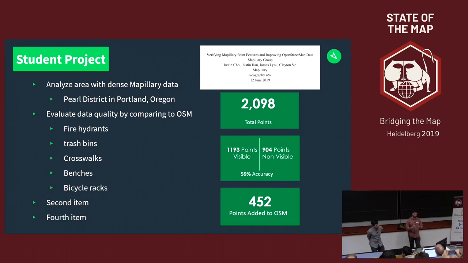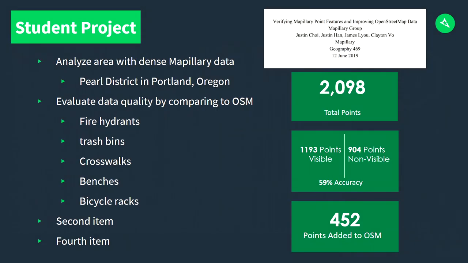About 1,200 of these were actually visible in the photos. The other 900 were some combination of either too small or blurred to be visible, at least to the human eye, which sometimes means it might still be there, it's just not easy to identify. Other times it was a false classification. So that rate would be about 59% that were brought onto the next stage of actually analyzing for adding to the map. And so that cut down by a little less than half to 452 points added to OSM.